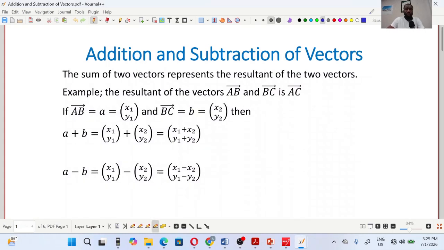Hello and welcome to our lesson on vectors and bearing. We are going to continue our lesson on addition and subtraction of vectors.